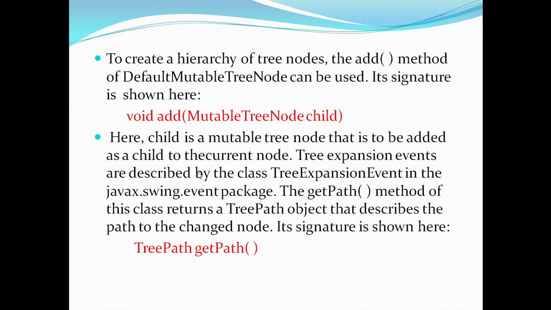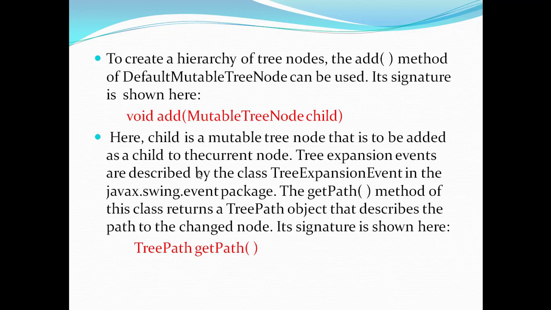To create a hierarchy of tree nodes, the add method of the DefaultMutableTreeNode class can be used, and its signature is as shown below. void add(MutableTreeNode child). Here child is a MutableTreeNode that is to be added as a child to the current node.